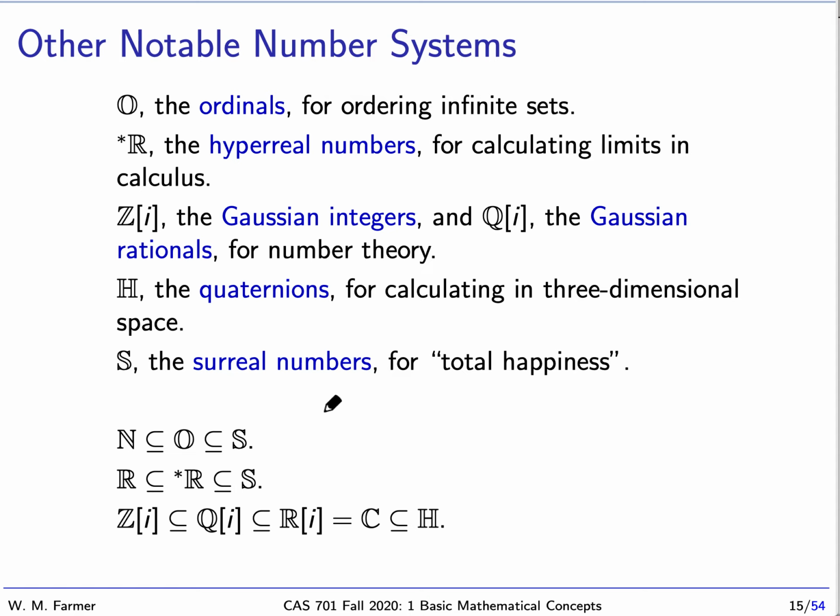There are the ordinals. These are for ordering infinite sets. I'll give some examples of these. There's the hyperreal numbers. This is an extension of the reals. And these are for calculating limits in calculus. The hyperreals were the basis for calculus that was used by the founders of calculus, Leibniz and Newton.